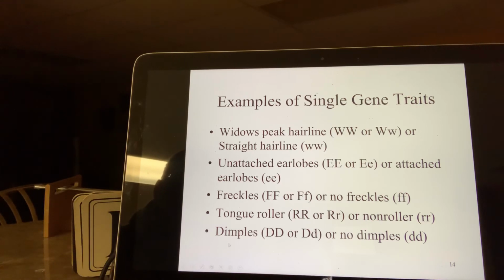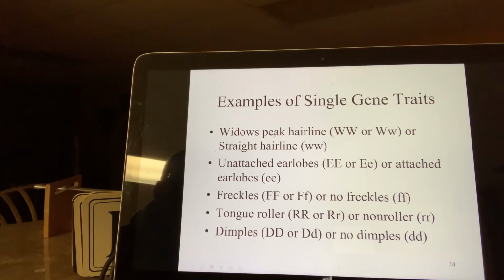Dimples is another one. The presence of dimples is a dominant allele. The absence of dimples is a recessive allele. So if you have dimples, then you either have two dominant alleles, one from your mother, one from your father, or a dominant and a recessive allele. But if you have no dimples, you must have gotten the recessive alleles from your mother and your father, because that's the only way you can have no dimples.